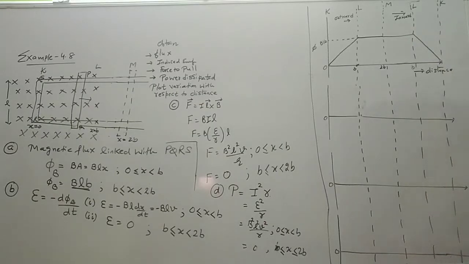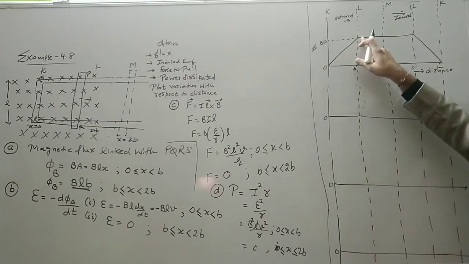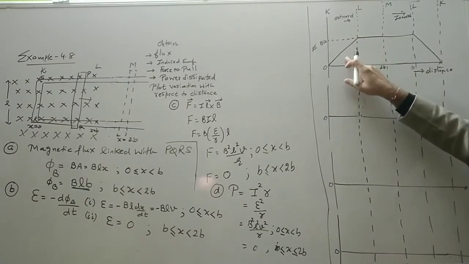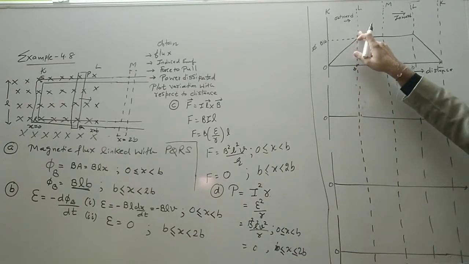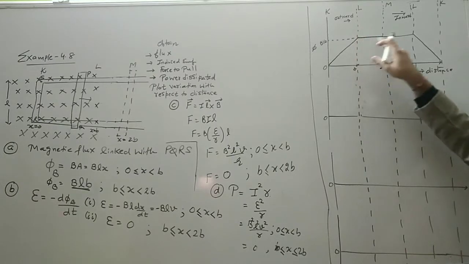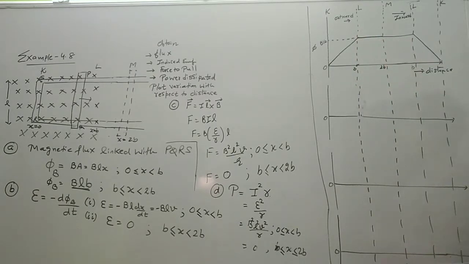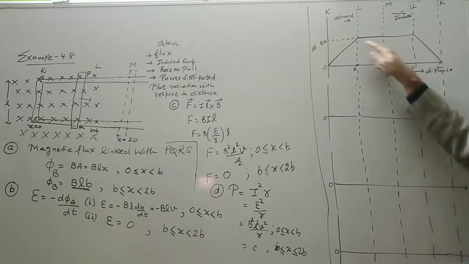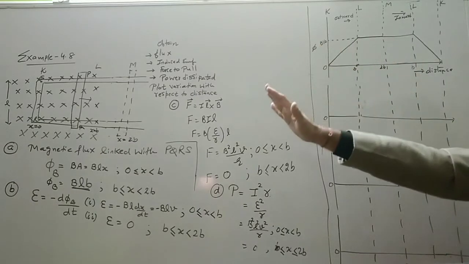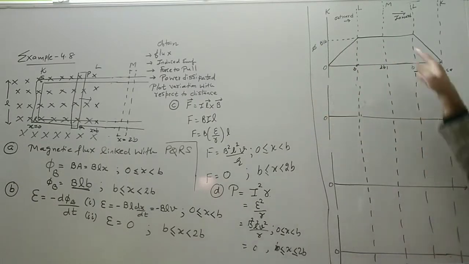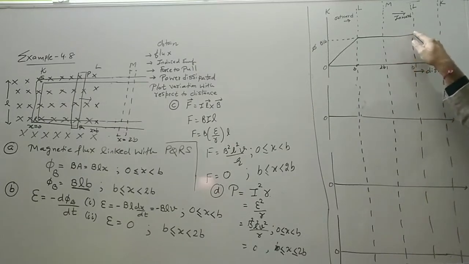So this is the graph: 0 to B is direct proportion. At B, it is maximum. Beyond B, there is no field, but the flux exists up to 5 meter. So from 5 to 10 meter, the flux will be BLB plus 0, constant. Again from 10 meter to 5 meter the flux is there, and beyond less than 5 it decreases again and we come to the origin. So all graphs are with respect to distance.